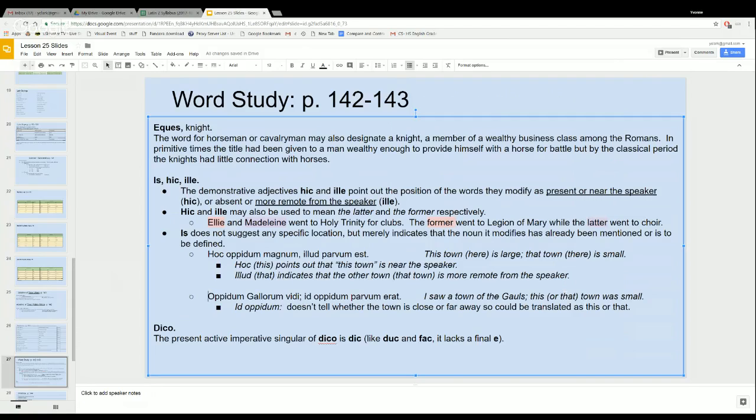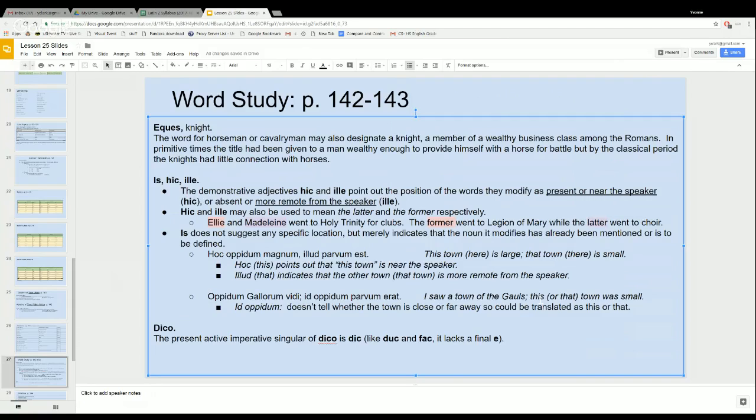This, or you could use that town was small. So you see how it doesn't necessarily tell you the location, whether it's near or far. It's just referring back to this town that we've already mentioned, and it's explaining that it was small. See, it's part of this explanation. So I saw a town of Gauls. This or that town was small.